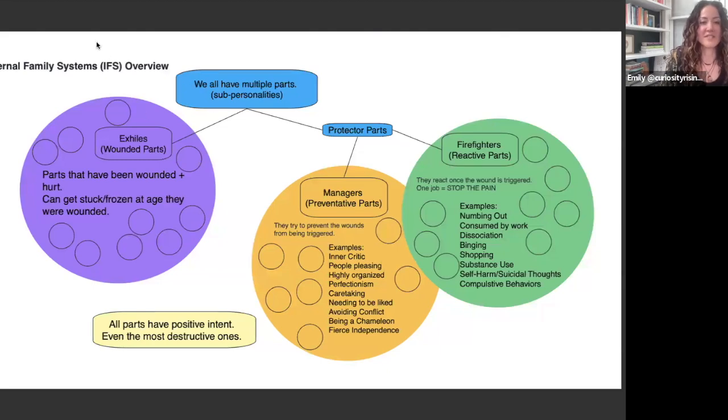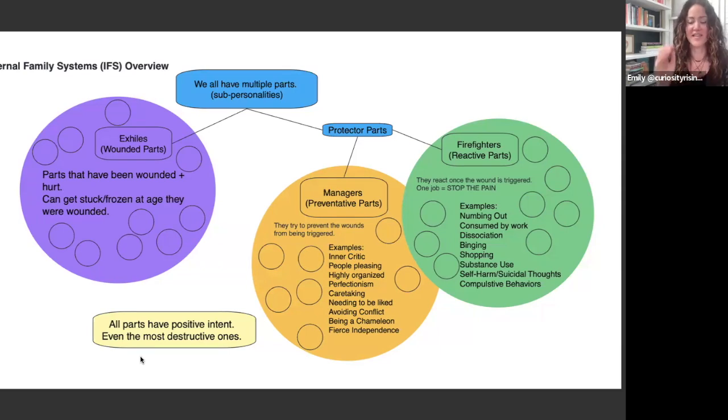Now, the thing about these parts, and you'll see this down in the little yellow box down here, is that all of these parts have positive intent. So even the most destructive parts, even the parts in you that maybe you hate, even the parts that you want to get rid of, even the parts that you feel like have caused so much harm in your life, at the core of them, they have a positive intention. That does not mean their impact isn't harmful in your life, but their intent is always to protect you, always to try to keep you safe. They just don't always have all the information.